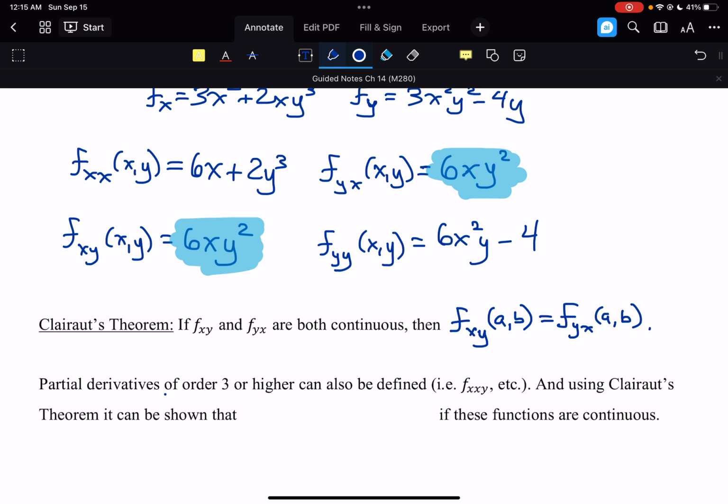We can also define partial derivatives of order 3 or higher. Okay, so like for this one, fxxy, for example. But you can take as many partial derivatives as you want or need. And using Clairaut's theorem, this makes this process a little bit easier. It can be shown that fxxy, or excuse me, fxyy, well, fxy can be switched to fyx. So this will be fyxy. And then the partial of that with respect to x and y can be switched again. So this is fyyx.